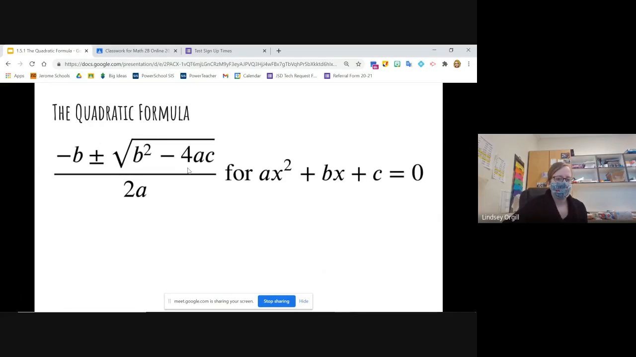So right here is the quadratic formula, and you can either write it down now, or the slideshow is on Google Classroom, so you can look it up later. So it's negative b plus or minus the square root of b squared minus 4ac all over 2a for ax squared plus bx plus c. So these a, b's, and c's in the formula refer back to your equation. So the number in front of this x squared would be your a, the number in front of x is b, and then the last number is c.